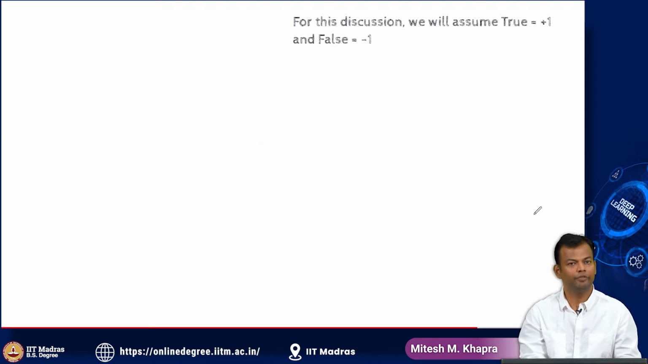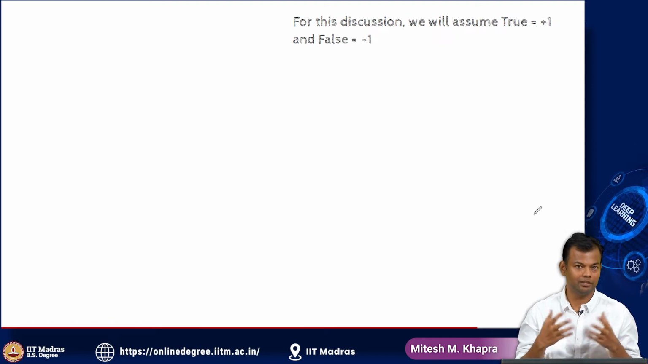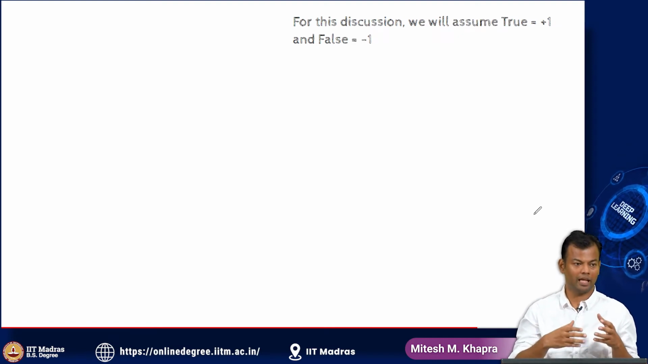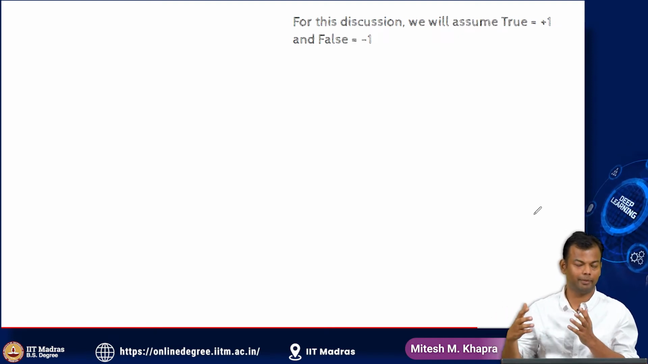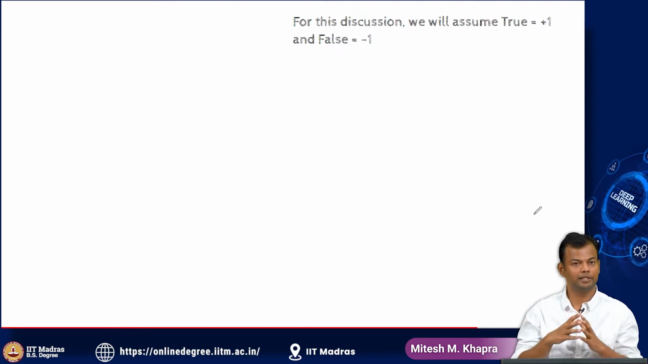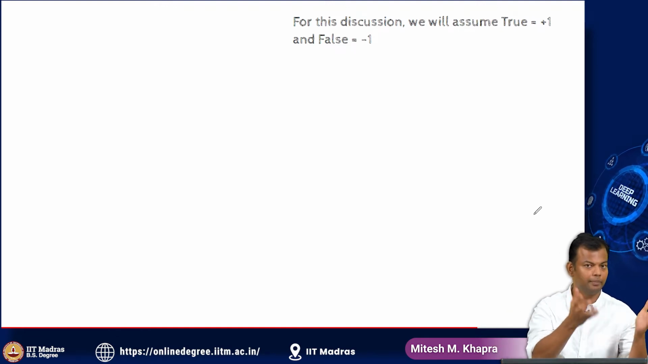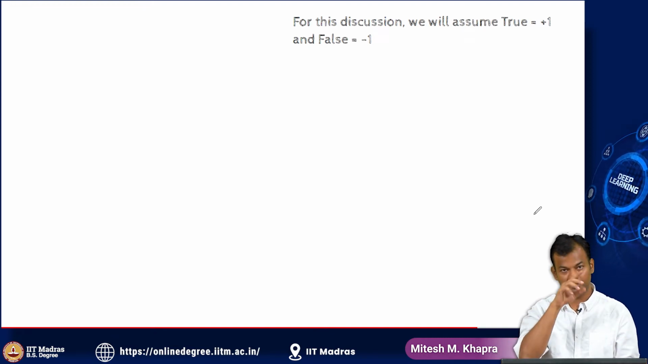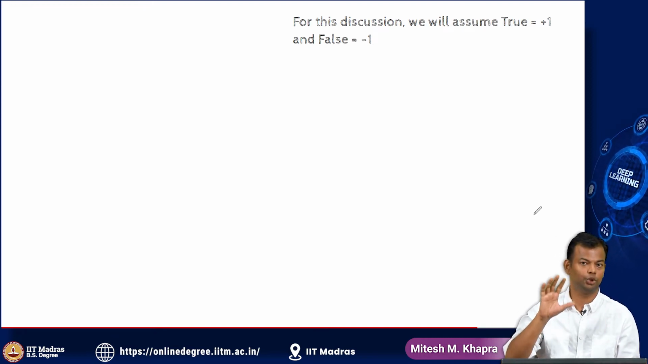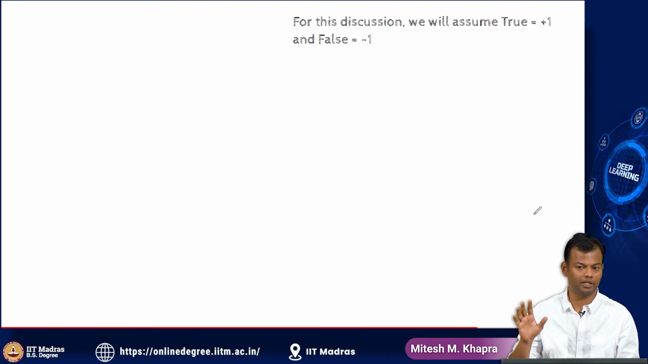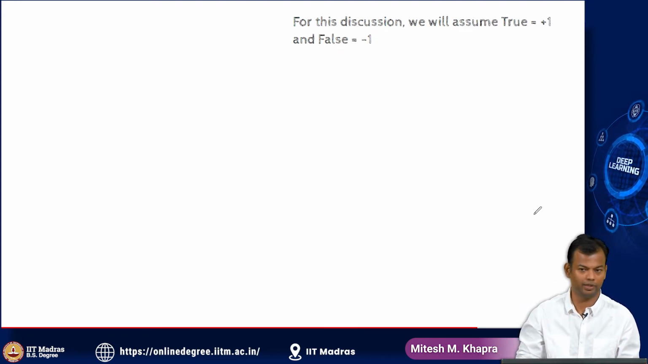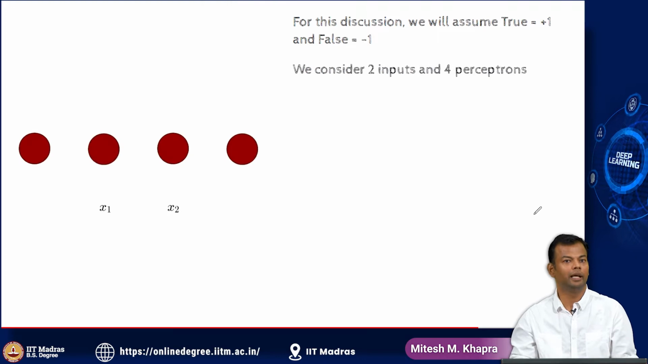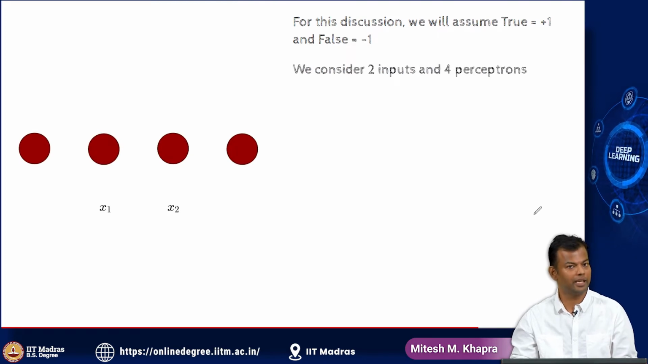Now this discussion is more like an illustrative proof. We are not going to have a proof with a set of mathematical steps. We will just prove something by constructing a network itself. For this discussion, we will assume that true is equal to +1 and false equal to -1, as opposed to 0 and 1 that we have been using so far. And we will consider the case of 2 inputs, and we will have 4 perceptrons.